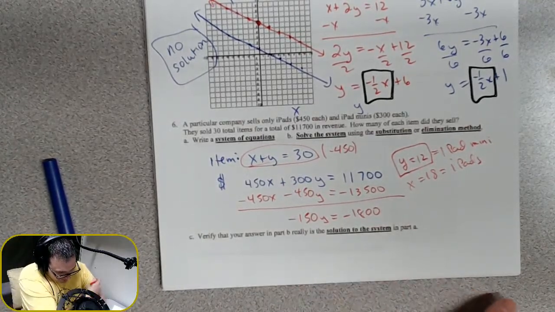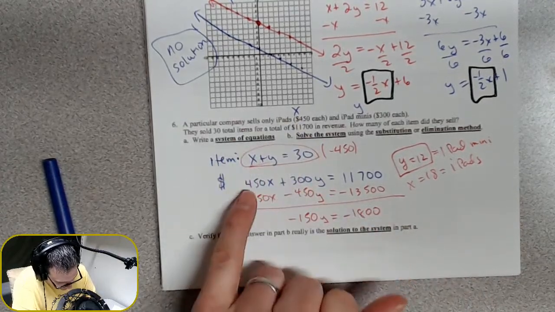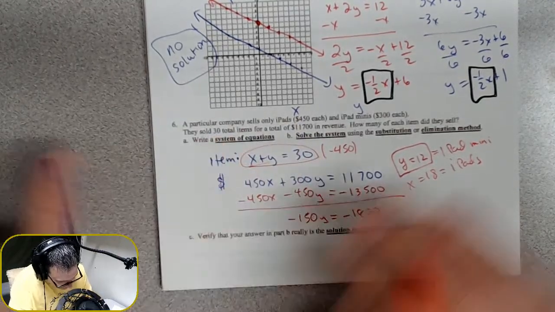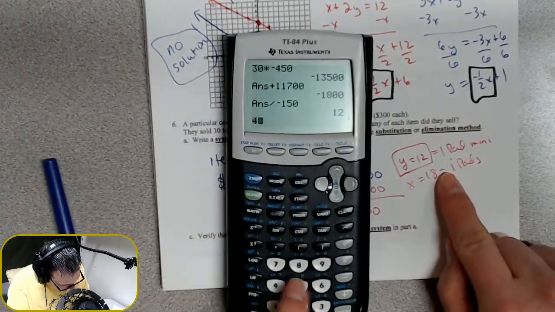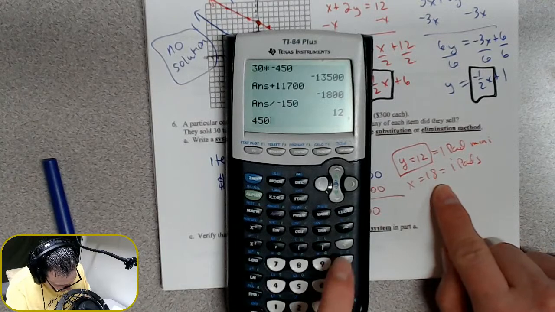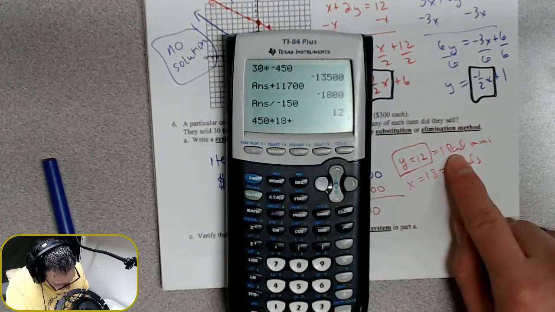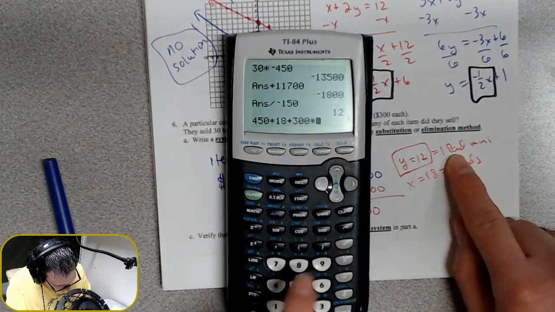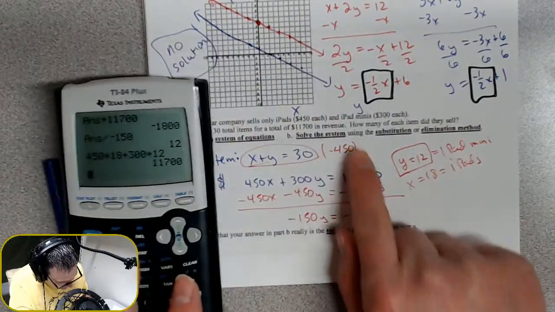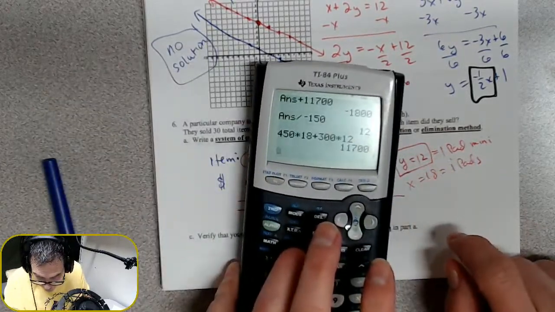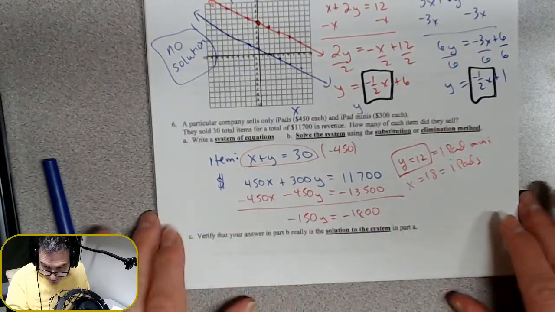And verify that is a solution. Let's plug it into the money equation and see if it all worked out. So money equation, the iPads cost $450 times 18, and the minis cost $300 times 12. And let's see, was that the money? Yes, it was. There we go. Not too bad. Take a look at that.